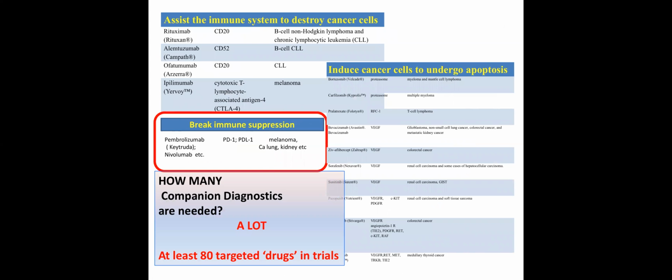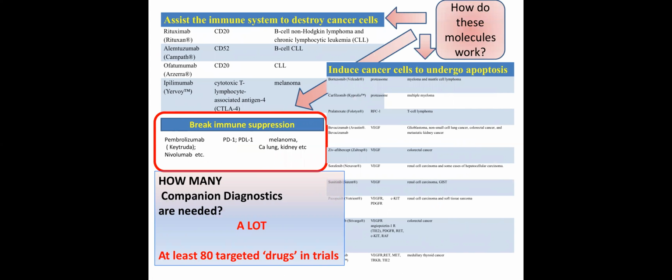So these various proteins that are hyperexpressed work in various ways in relationship to the cancer process. They can assist the immune system to destroy cancer cells, or they can block that process, or they can induce cancer cells to undergo apoptosis. We have to be able to detect which of these are present in the tumor in a validated method in the lab. And how many of these tests could we need?